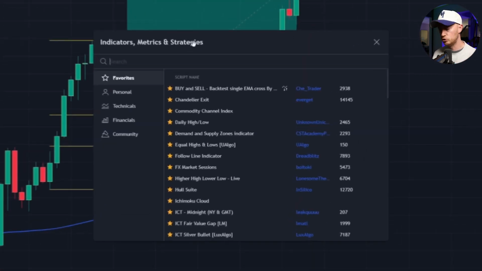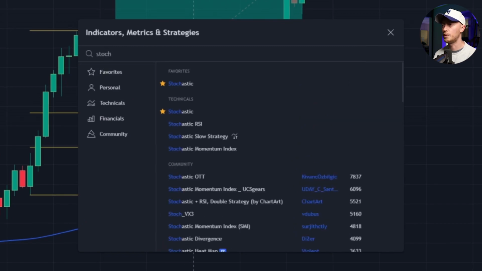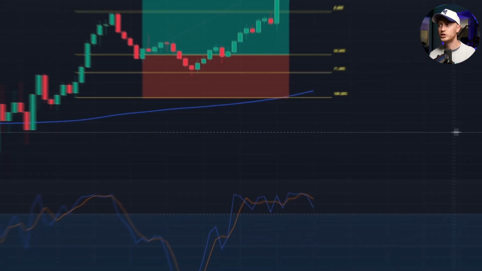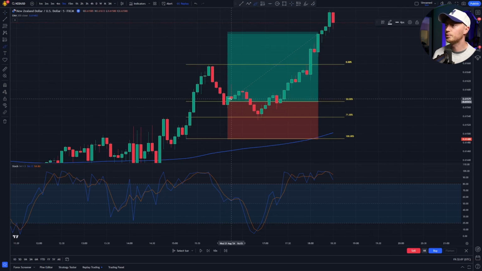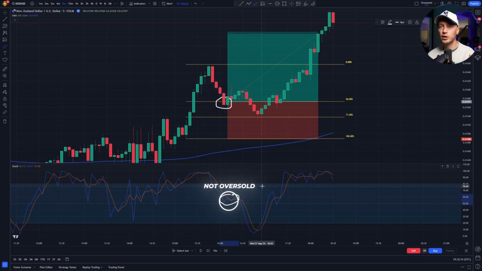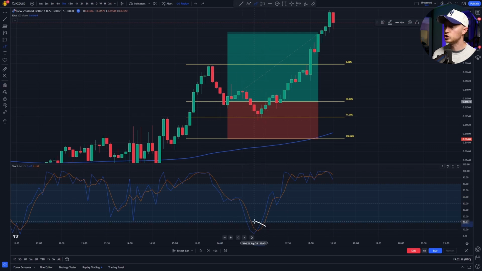This is where I like to use the stochastic indicator. So come up to indicators, click stochastic. We just use this on default settings. Now, if we're looking at this chart right here, you can see at the 50% mark where I entered the trade right here, we're actually not oversold. So what I could have done is just waited for the stochastic to come down to oversold levels like we're seeing right here. Then I would have entered at this level right here.